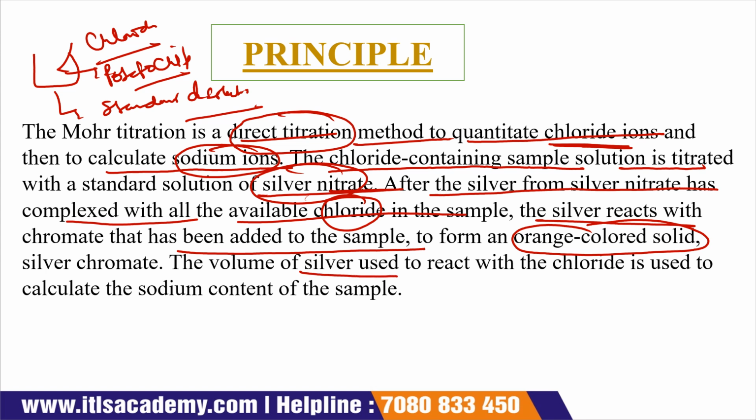The volume of silver used to react with the chloride is used to calculate the sodium content of the sample. This is the principle of determination of sodium with the help of Mohr titration.